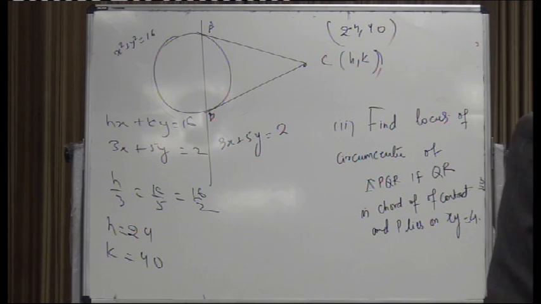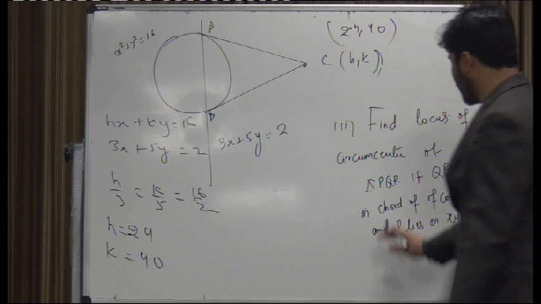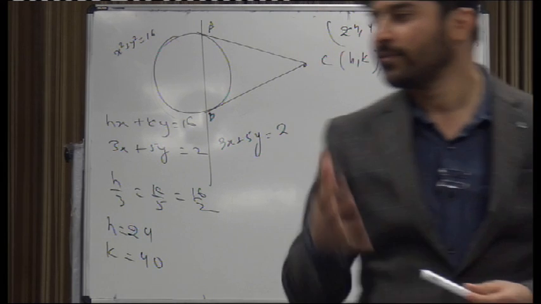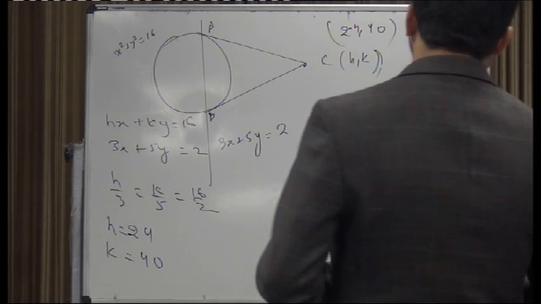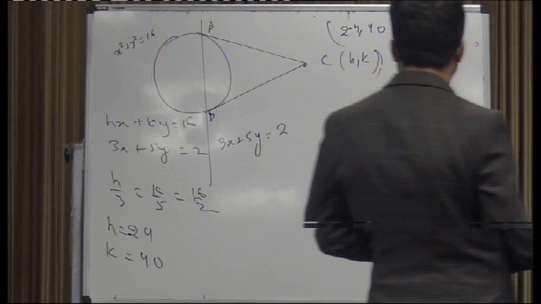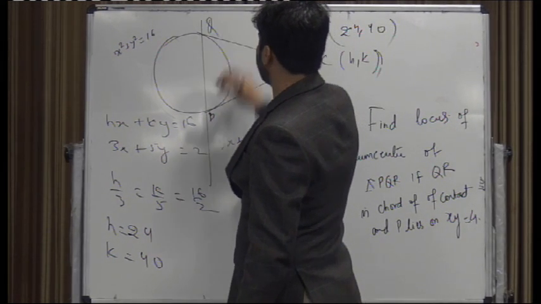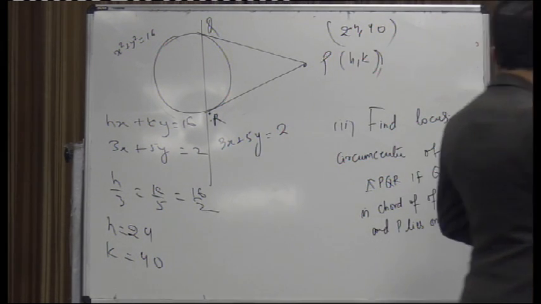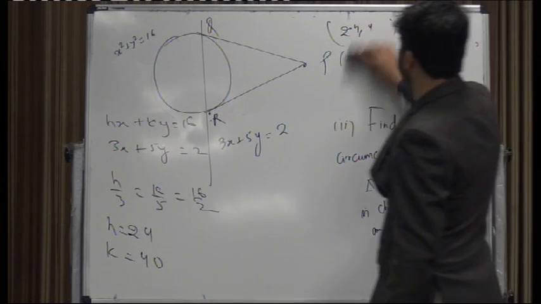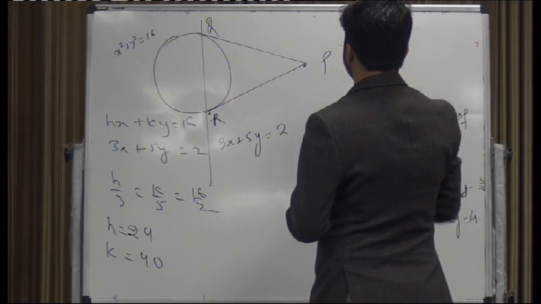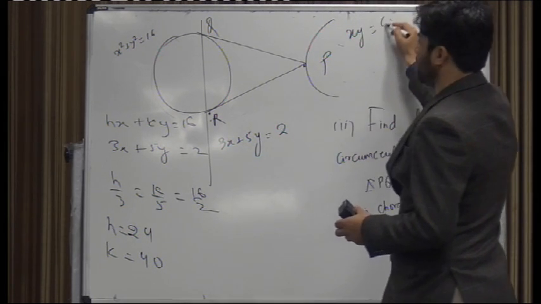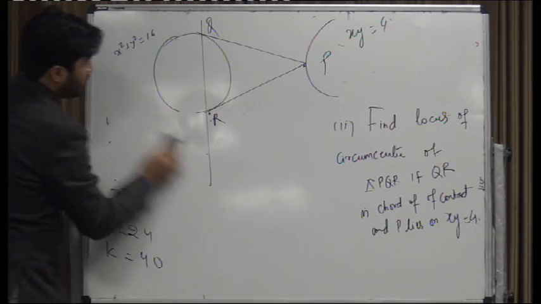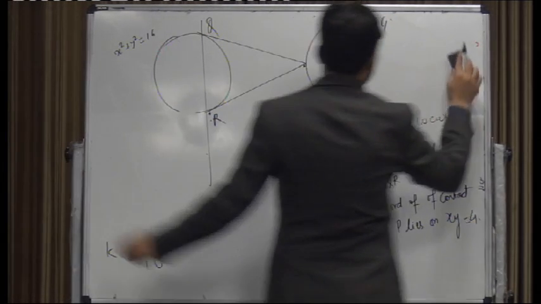The second part. Find the locus of the circumcenter of triangle PQR if QR is the chord of contact and P lies on xy = 4. Can you visualize the question? The locus of circumcenter of triangle PQR. So I'll just change everything. This becomes my QR, and this becomes my P. The circle remains the same. You have to tell me, and P is lying on the curve xy is equal to 4, right? This is the story. Now how to go for it? What is the locus of circumcenter of triangle PQR?